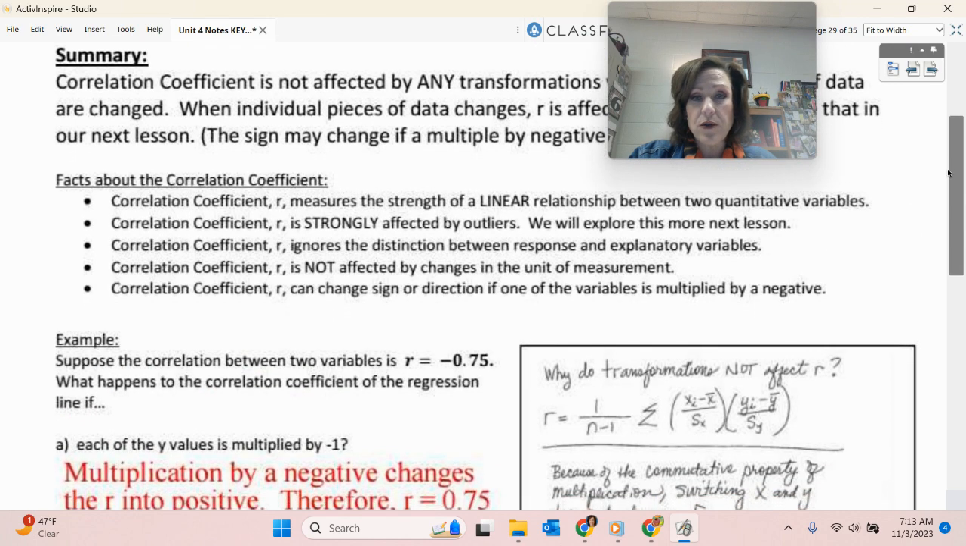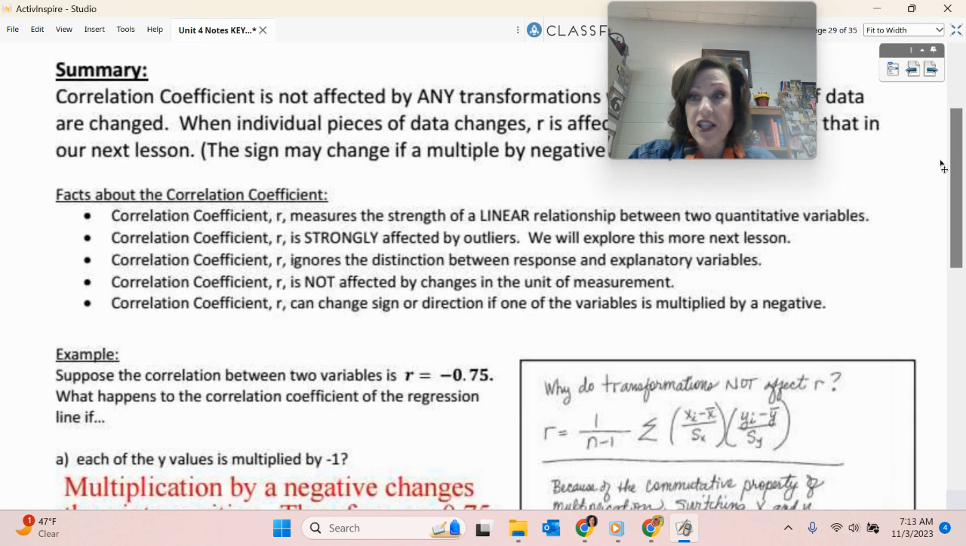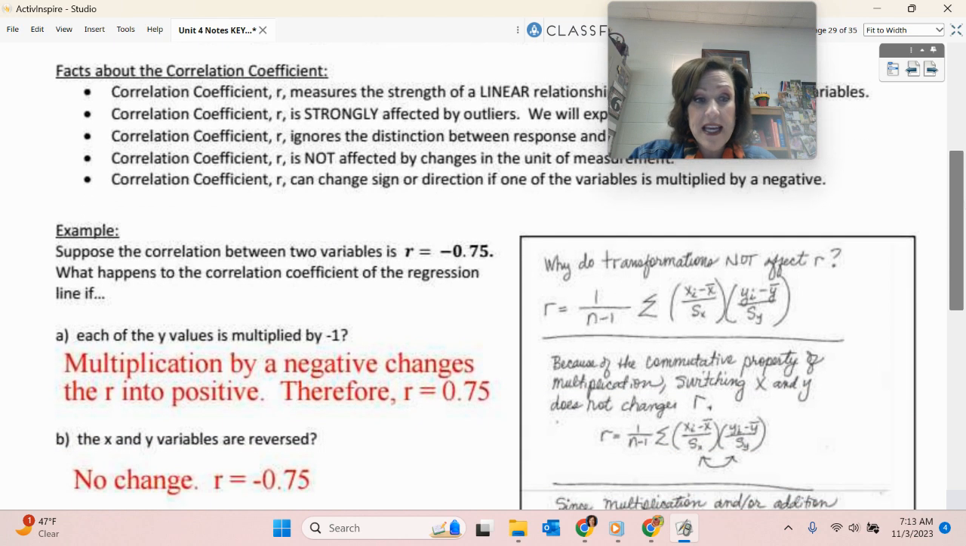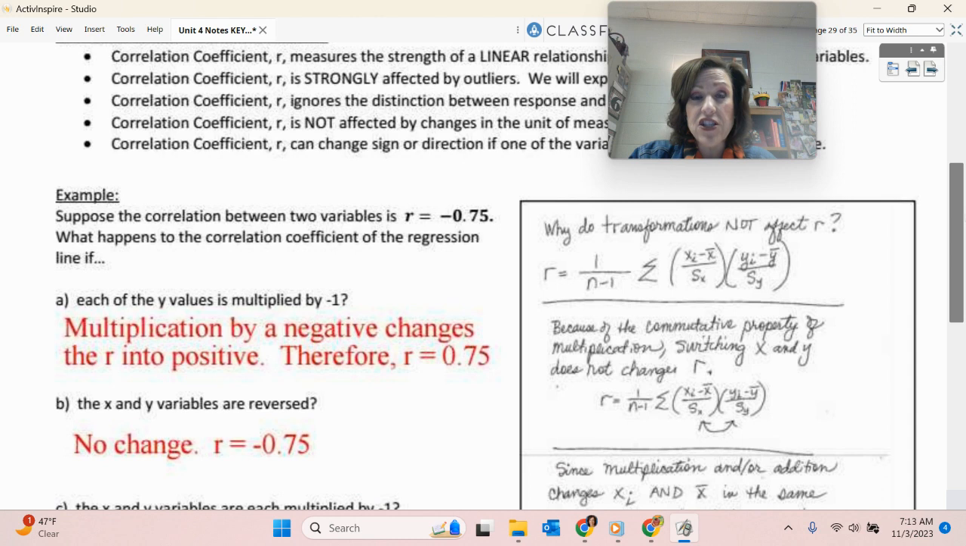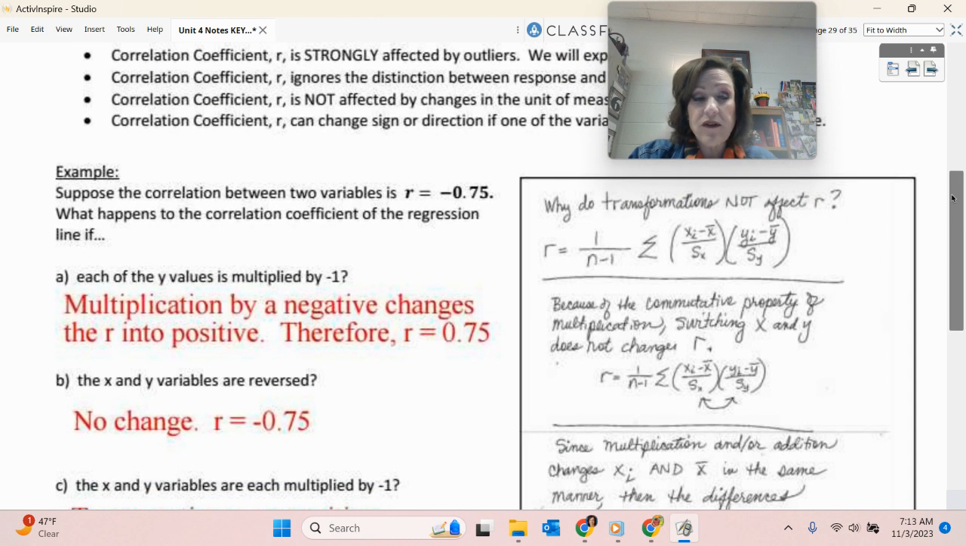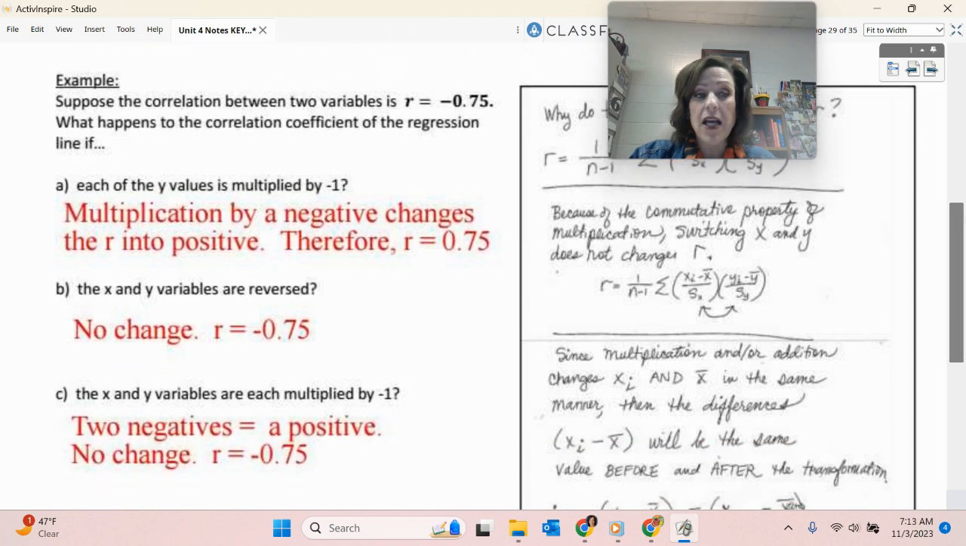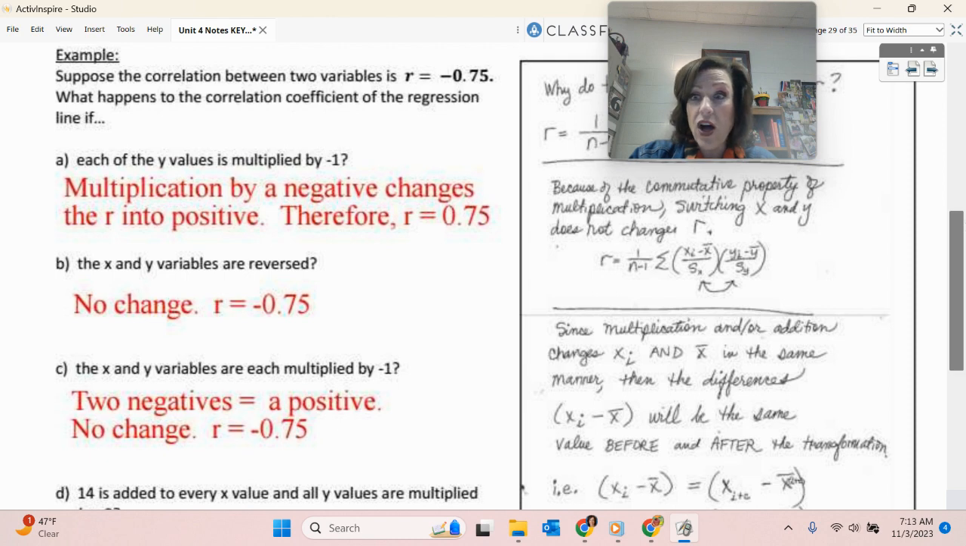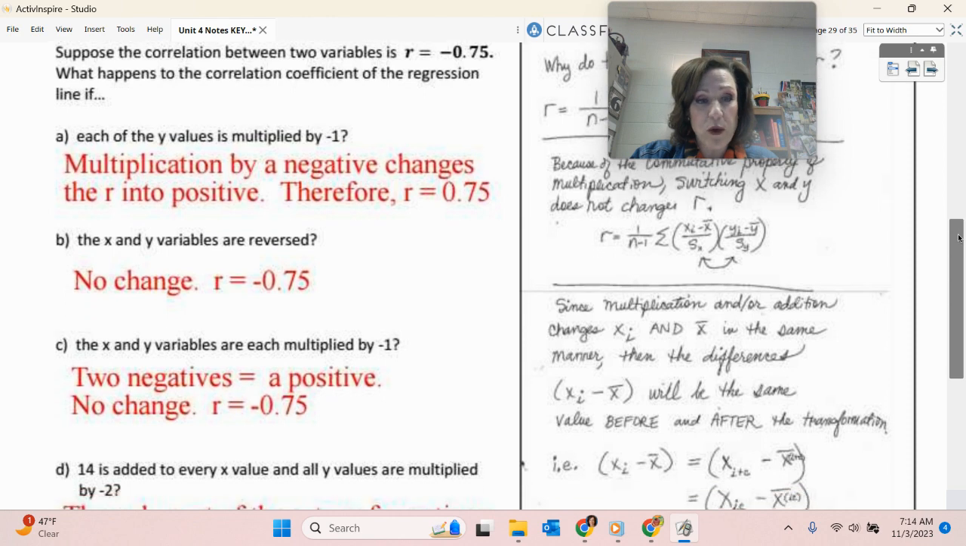I already told you. So I'm going to take the original, go back to the original of r equals negative 0.75. Flip the x and the y. There's no change. The r stayed the same as we showed on the previous page. Here we've got, what if both the x and the y are multiplied by negative? I started negative, then I multiplied by 2 negatives, so it really did not make a change at all. It ended up staying the same at a correlation of negative 0.75.